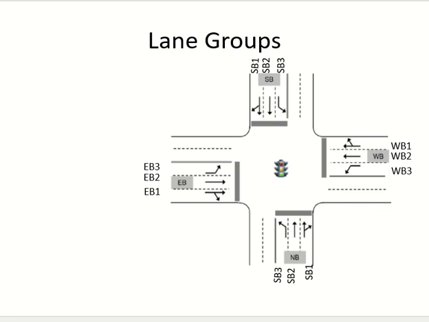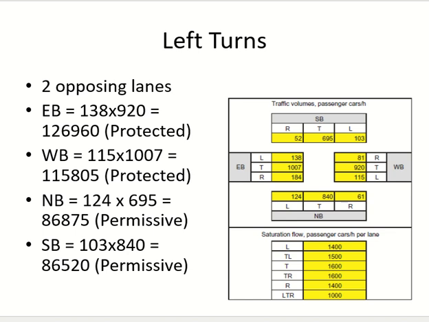Then the next step, for each lane group, find out the flow rate. The flow rates are already given. So what do I do now with these values? The flow rate for each lane group, yes.